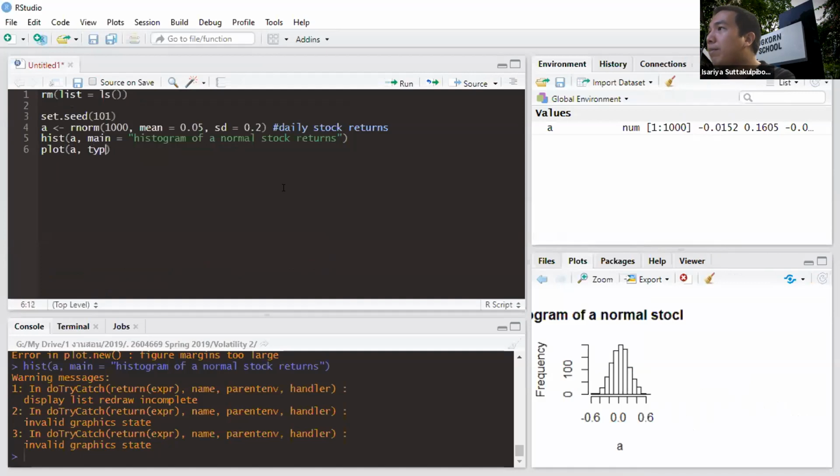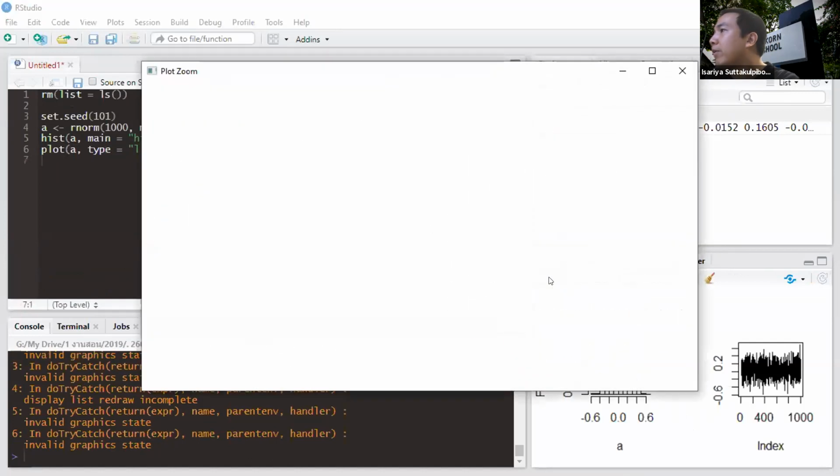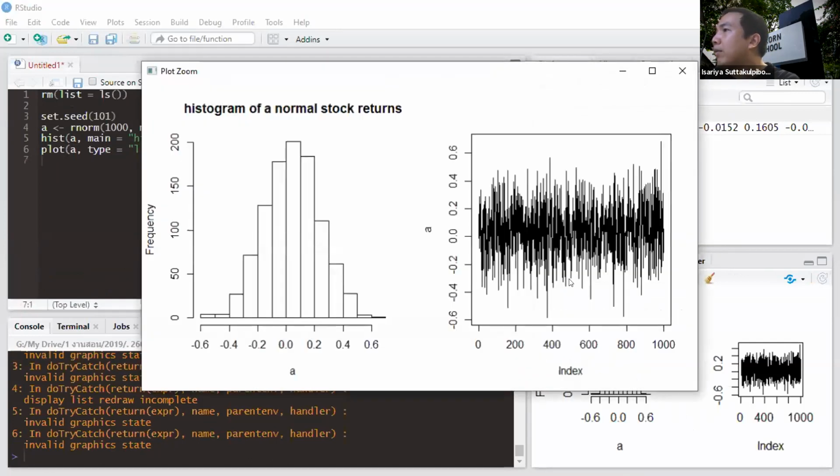Comma type equal line, right? So I want to plot the series A in a line plot, so that's why I put L. If you do other, maybe P is going to be a point, right? So I would do this. Yeah, there you go. This is what you get. This is a line plot. And don't worry if you're not plotting things side by side, because I have some other code implemented before this, so that's why it looks different from yours. But this is what you get, and you should basically get the same picture.